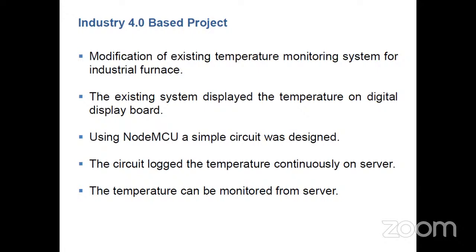The circuit logged the temperature continuously on the server, and from the server the temperature could be monitored from any place. You are just required to put the address of your server, similar to how we write www.google.com. Similarly we require the page address of that server, and we can see the temperature anywhere.